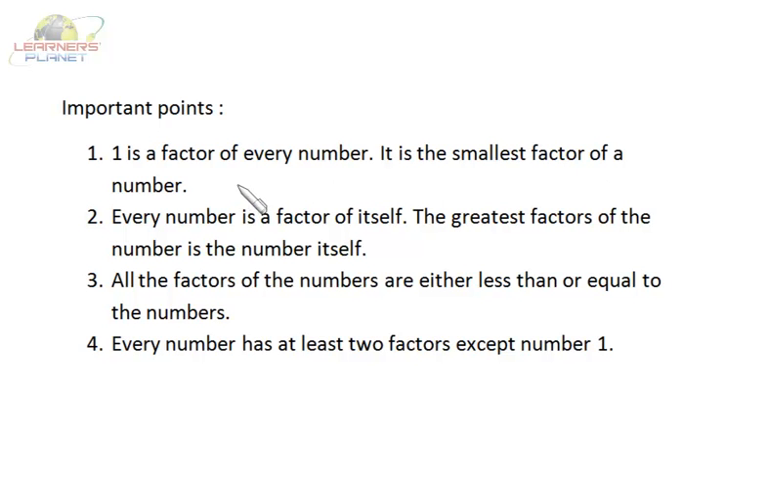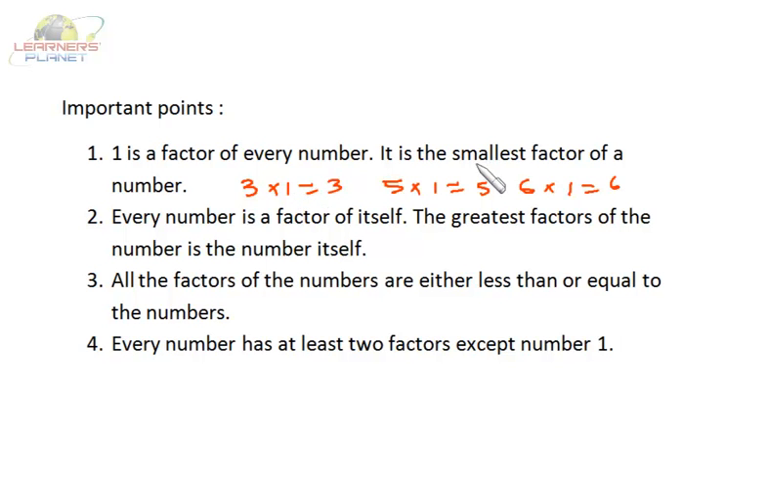Okay, say 3 into 1 is 3. Why does it happen, do you know? Because if we multiply any number by 1, we get the same number. 5 into 1 is 5. 6 into 1 is 6. Okay, so 1 is a factor of every number.